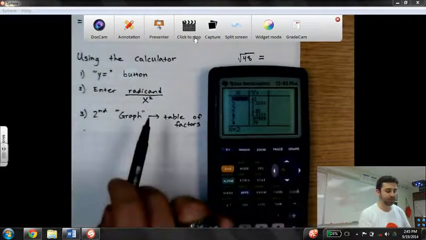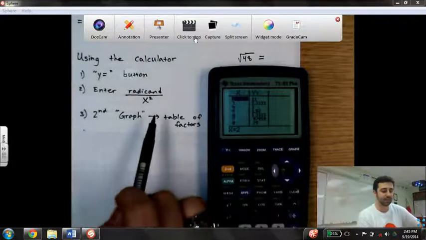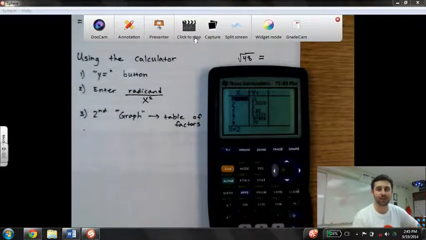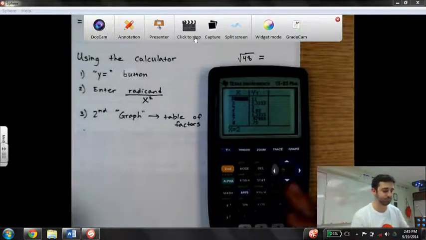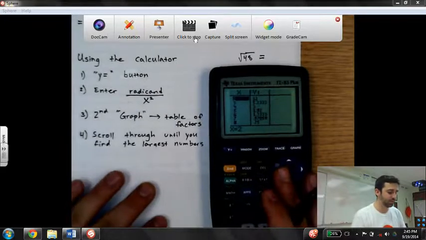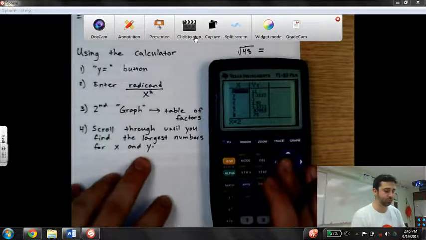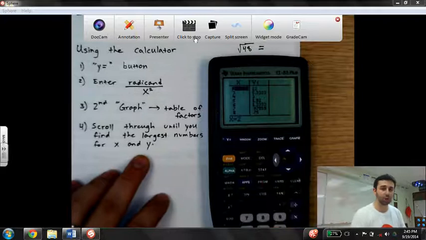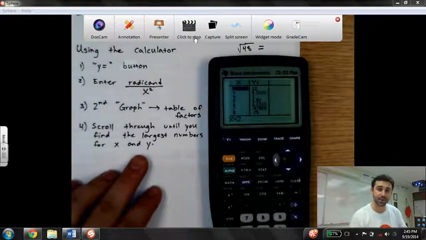The reason we have x squared and not x is that we are wanting to simplify it into simplest radical. We don't want just the list of factors. If I wanted just the list of factors, I would leave it as x. But we use x squared so that we can simplify using the calculator. So in the table, we're going to scroll through until we find the largest numbers for both x and y.